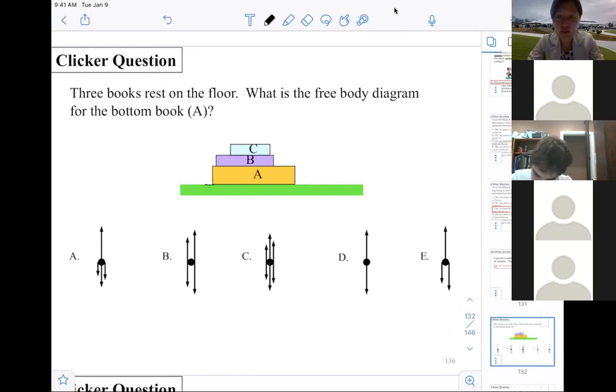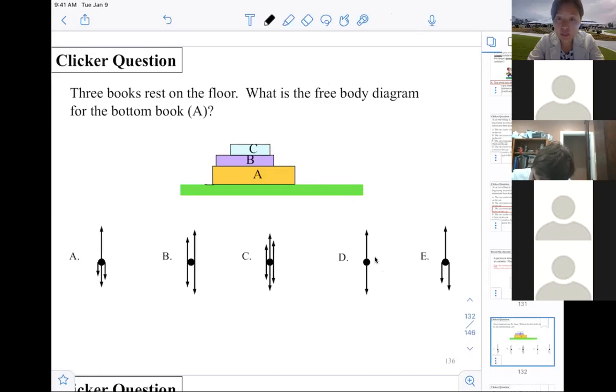All right, please go ahead and put in your vote, whichever free body diagram you think is correct. Okay, any more votes? Let's go for another 10 seconds. If you haven't voted already, please do so. All right, okay, I'm going to go ahead and stop the vote.